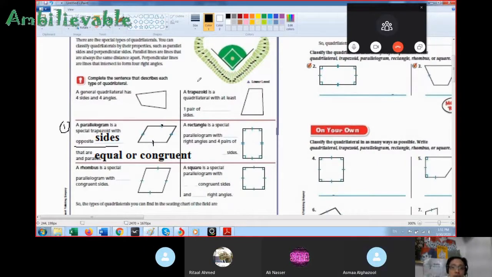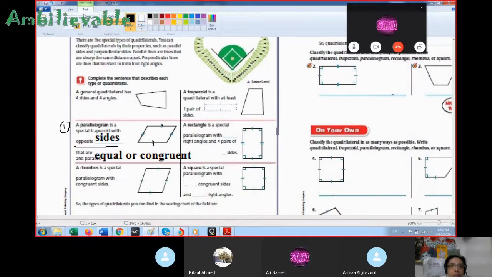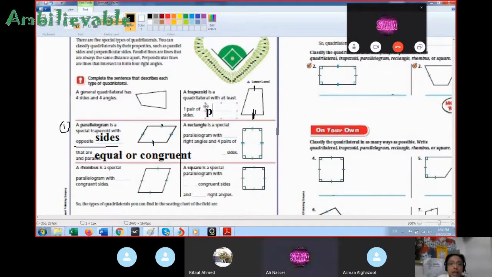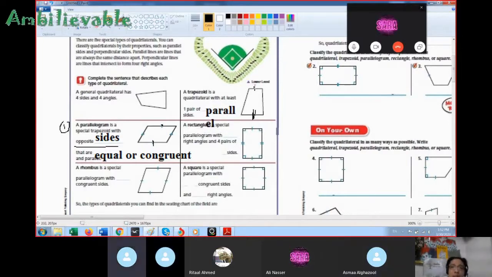A trapezoid is a quadrilateral with at least one pair of parallel sides. One pair of parallel sides, okay? Mister, where will we write? This one. Parallel, one pair of. This is the parallel one. I'm going to give you the parallel side so that you will know. The ones that I put a line on are the parallels, okay? This one are your parallel, okay?